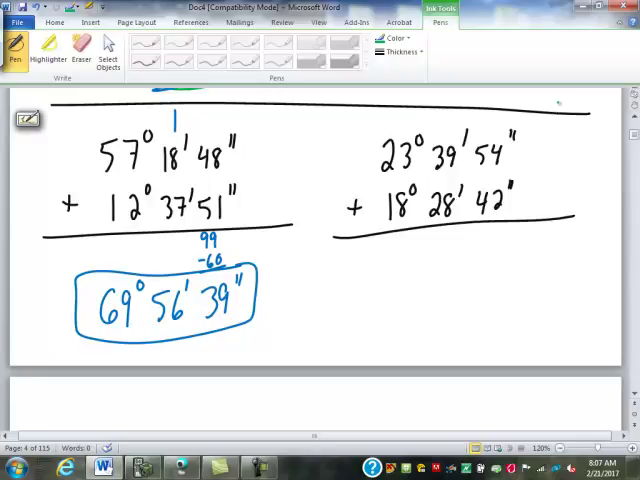Your calculator most likely, when you hit plus, will automatically convert it to decimal degrees. Then you'll type in the other one. When you hit enter, however, it's always going to give you the answer in decimal degrees. So you're going to have to convert it back in degrees, minutes, seconds. Yours gave it automatically in degrees, minutes, seconds?